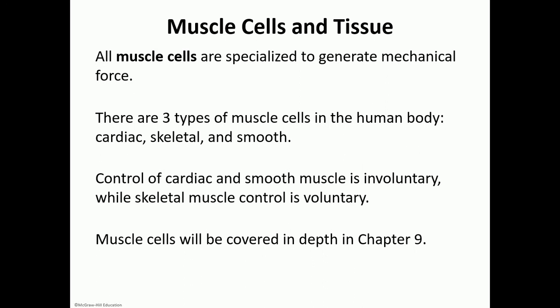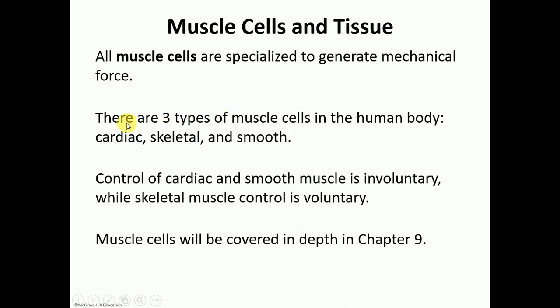Think of it kind of like a rubber band, where you can stretch it, and then it has the ability to contract back into shape. That ability of making mechanical force is a special character for muscle cells. Okay, there are 3 different kinds of muscle cells in the body.